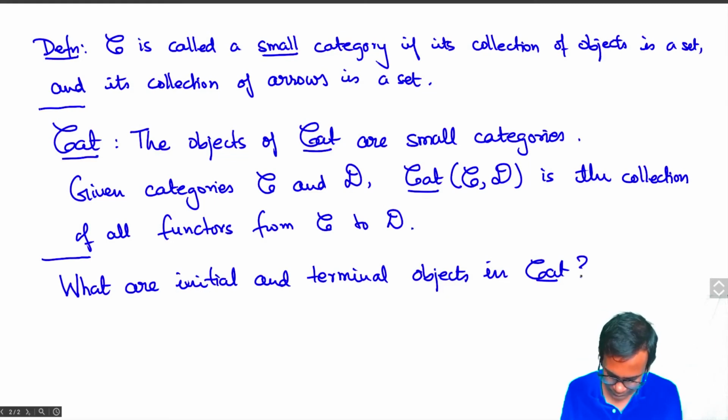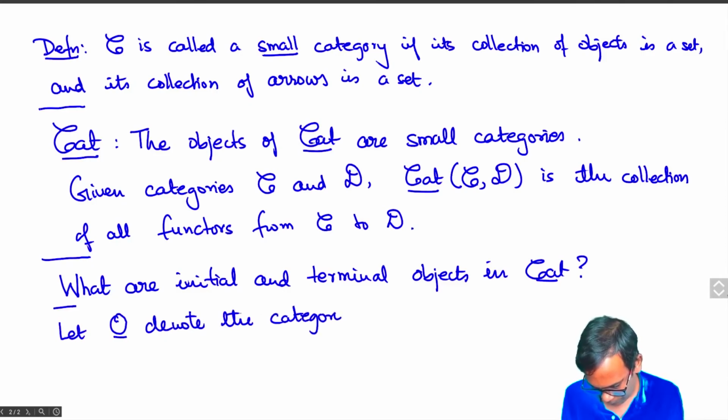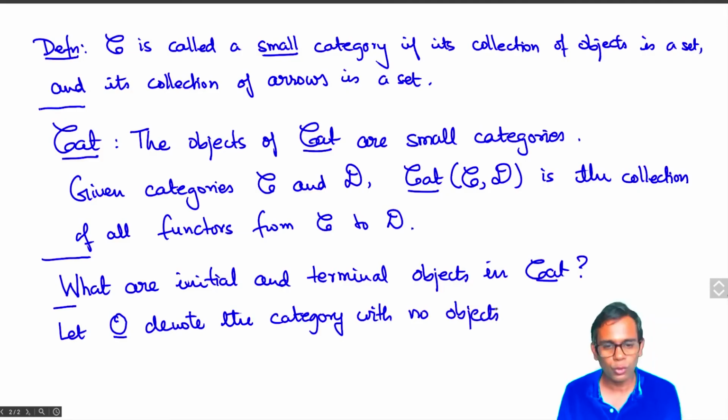But here's the answer. There's a category which I'll denote by underlined 0, the category with no objects and hence no arrows either, because there are no objects. And this is an initial object in Cat.